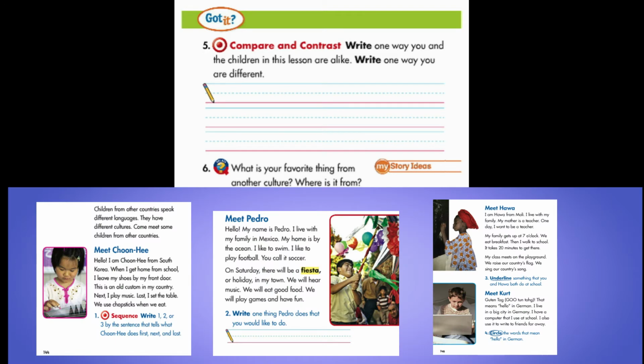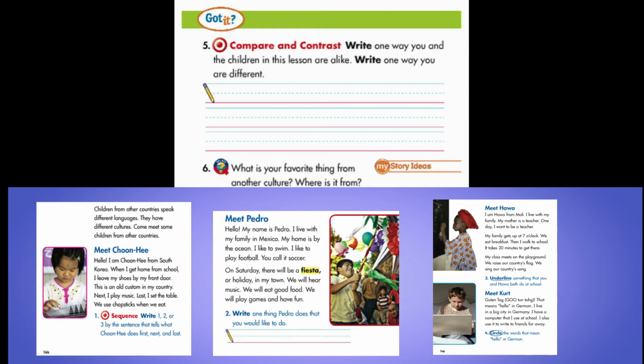Remember, we met Chun Hee from South Korea, Pedro from Mexico, Hawa from Mali, and Kurt from Germany. How are all of these children just like children in the United States, or just like you? They all talked about going to school. I know currently we are not going to school, but usually we do. And usually they do too.